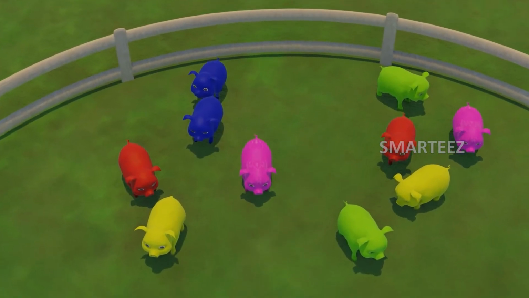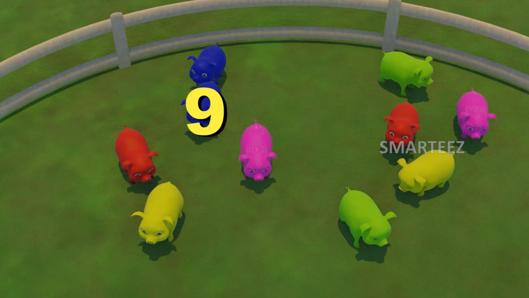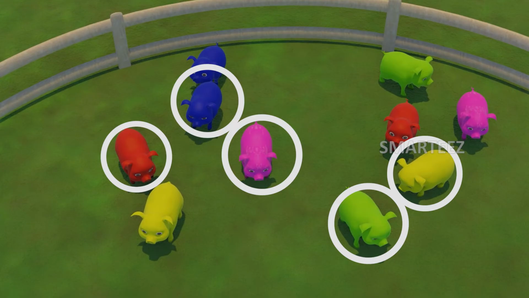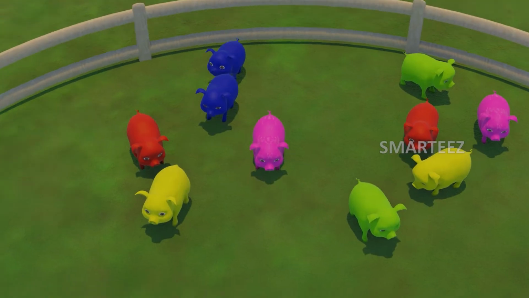How many of them are here? 1, 2, 3, 4, 5, 6, 7, 8, 9, 10. They are in 5 different colors. Let's see what happens when they move to separate areas.